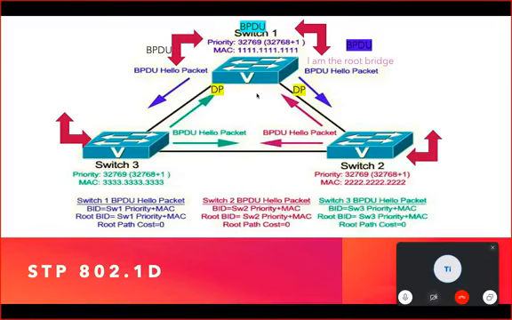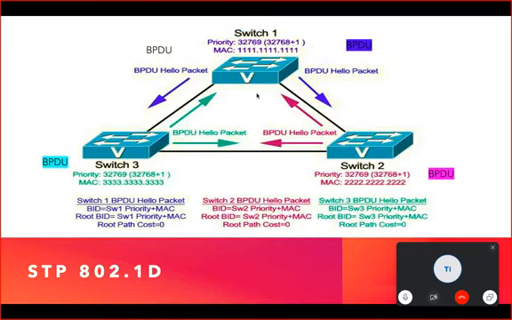So when they are finding the root bridge, they will look at two things. Number one is switch priority. The first criterion to find out the root bridge is switch priority. Now, what is the switch priority? Every Cisco switch has a default priority of 32,768, plus the extension number. The extension number is nothing but the VLAN ID number.